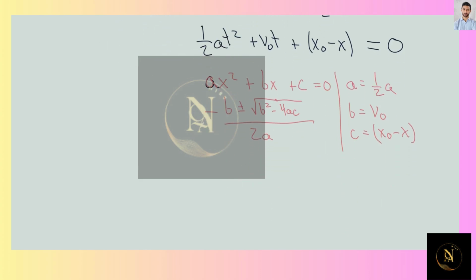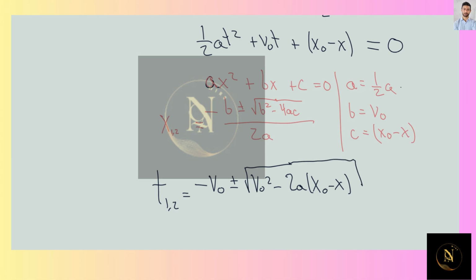So applying this formula, recall that this is going to be equal to t1,2 because we have two possible solutions, the one with the plus and the one with the minus. So applying this, time t1,2 is going to be equal to minus v0 plus or minus the square root of v0 squared minus 4 times a. 4 times a is going to be equal to 2 times acceleration, minus 2 times acceleration multiplied by the value for c, x0 minus x, divided by 2 times the value for a.